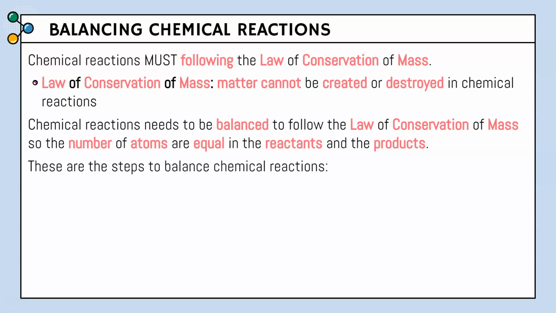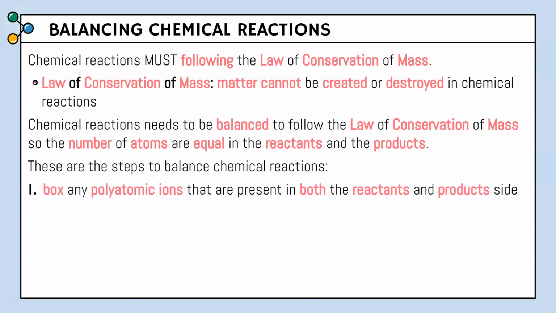So these are the steps to balance the chemical reactions. The first step is we're going to box any polyatomic ions that are present on both the reactants and product side. You can find the polyatomic ions either on the back side of your laminated periodic table if you're in class, or it's going to be in the second page of the periodic table posted on the Google Classroom. Now, when you do look at these listed polyatomic ions, you will notice they have charges. In this case of balancing, we're going to ignore the charges of the polyatomic ions in the list.